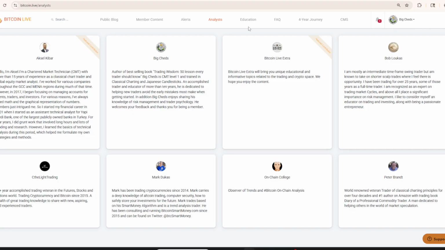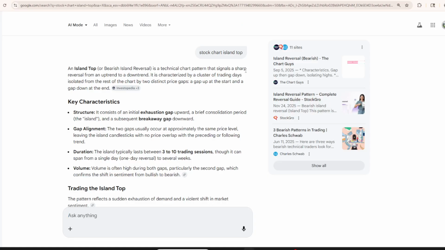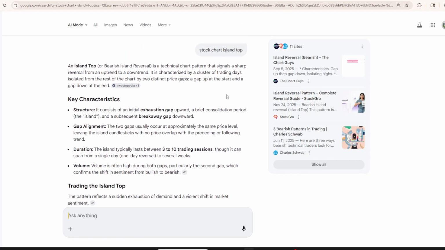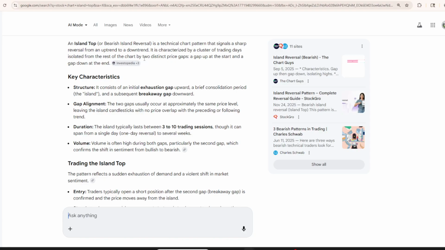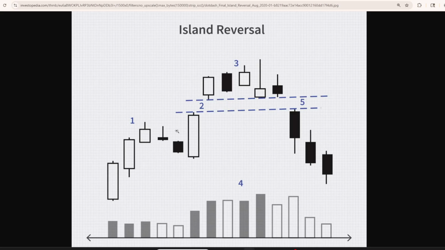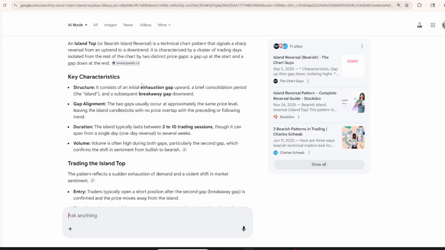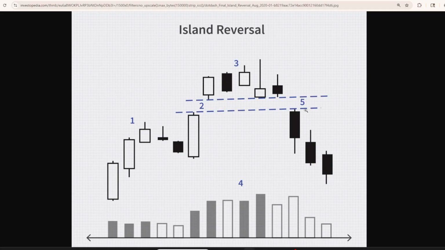For today's lesson, we're going to talk about the island top or island reversal. So an island top, I'll show you an image here. You have an exhaustion gap and then a breakdown gap, and it talks about that here. Exhaustion gap and then breakaway gap, because it's a breakdown gap.